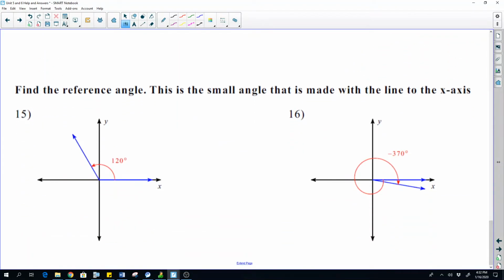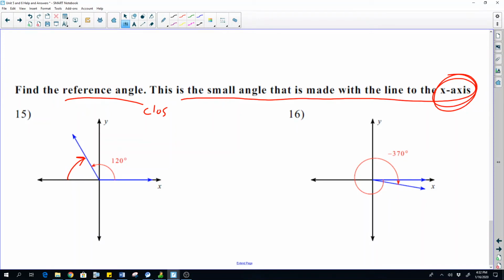Okay, this one is just called a reference angle. And the reference angle is just the closest, smallest angle it's made with the x-axis. So for example, this one is just this angle. So you take 180 and you find that little angle by doing minus 120. That gives us 60. So that little angle is 60 degrees. That's our answer.